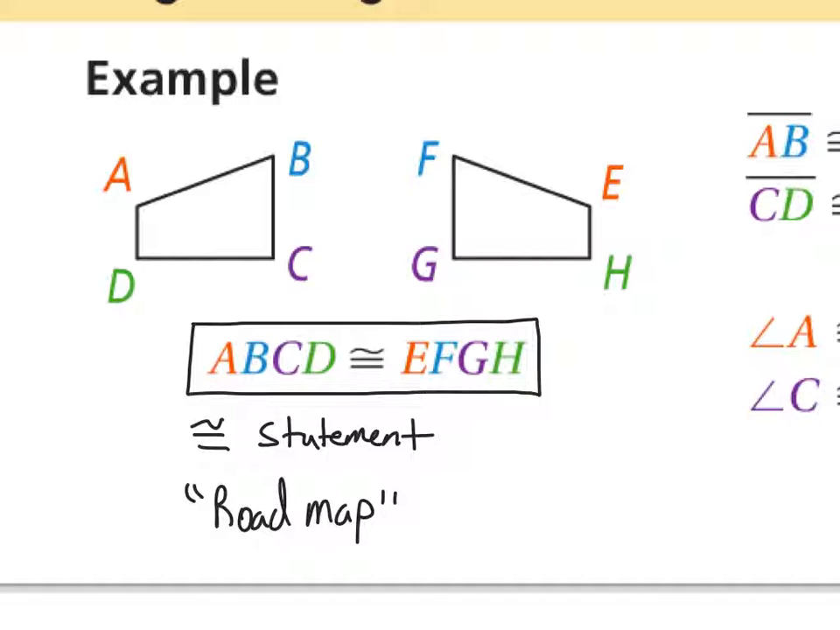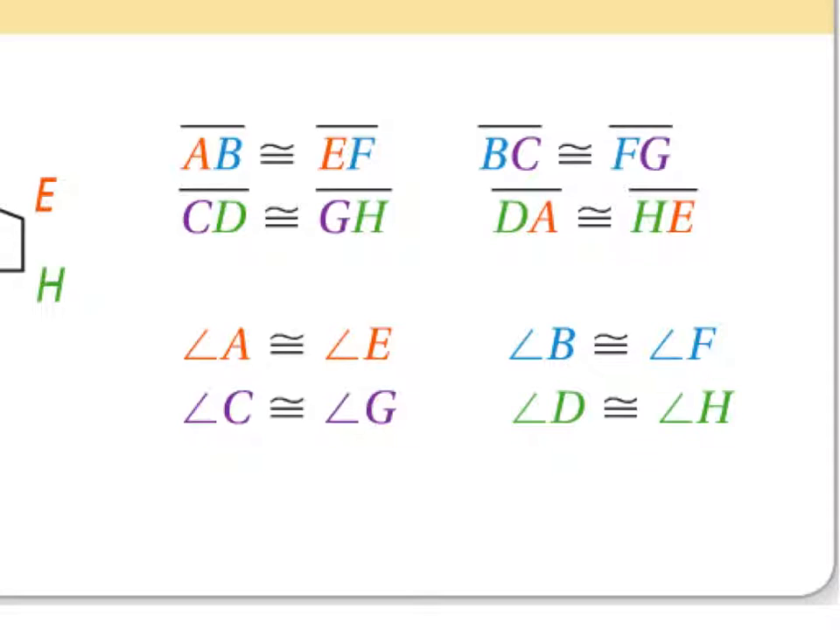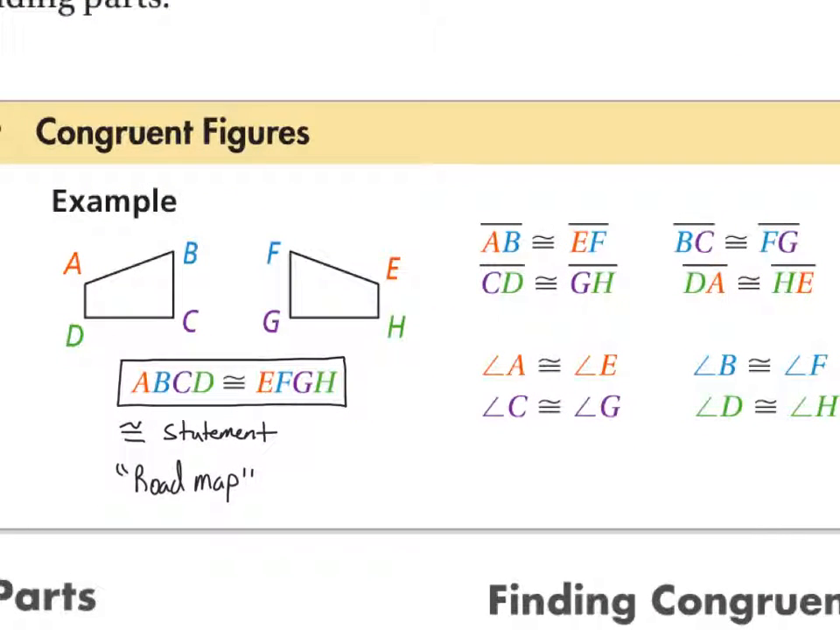Okay? Well, what do we get? We get line segment AB is congruent to line segment EF, line segment BC is congruent to line segment FG, and notice where they're getting these from, by the way, looking at the diagram. AB congruent to EF, BC is congruent to FG, CD is congruent to GH, and DA is congruent to HE, those line segments. And then we can go around and talk about the angles. Angle A is congruent to angle E, angle B is congruent to angle F, angle C is congruent to angle G, and angle D is congruent to angle H.